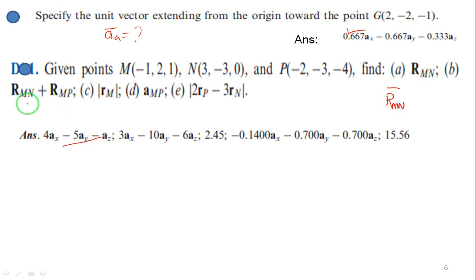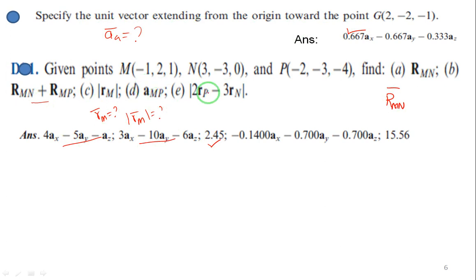Then find out RMP and RMN and add these both vectors, and you will get this answer. RM vector is the position vector. You know what a position vector is. So find out the RM vector first, then take the magnitude of the RM vector. The magnitude turns out to be 2.45 here, and find out the unit vector AMP. Once again, A is bold, meaning it is a vector, right?